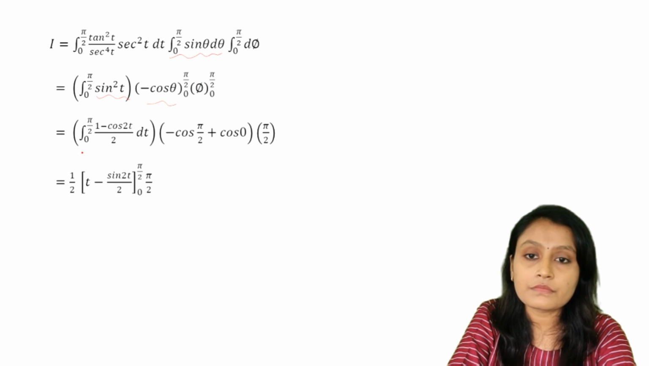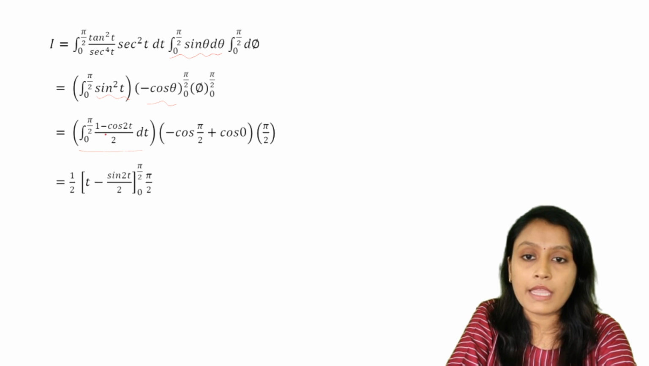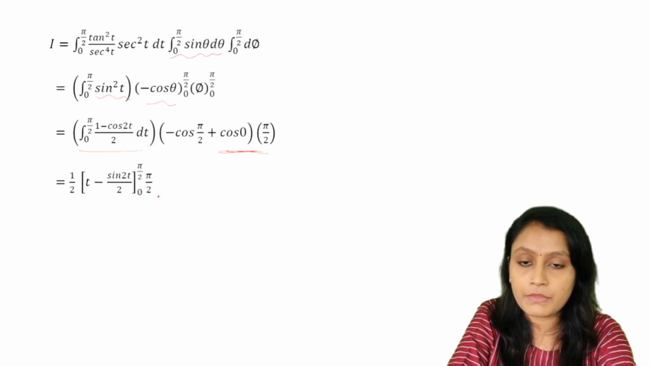Now we will evaluate this integration with respect to t. The integration of 1 will give you t, minus the integration of cos 2t, that is sin 2t upon 2. We take the 1 by 2 outside the integration. And we know the value of cos 0 is 1 and cos pi by 2 is 0, so what remains here is only pi by 2. This we have written, right?